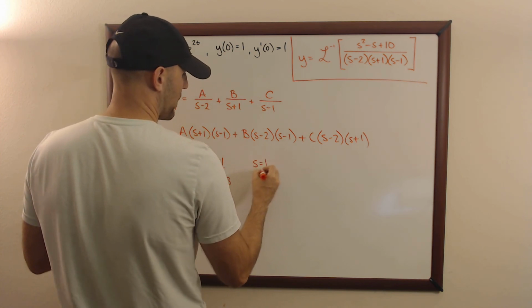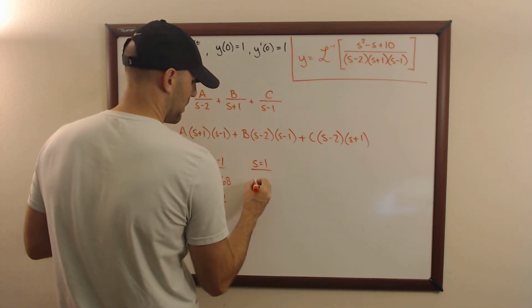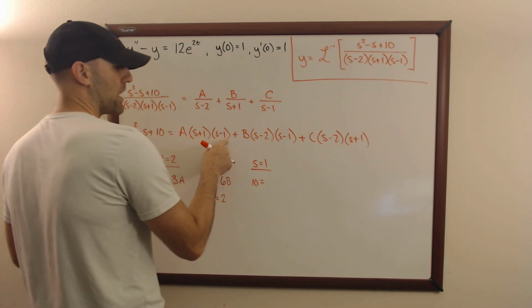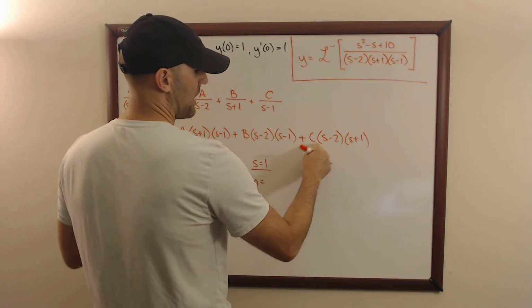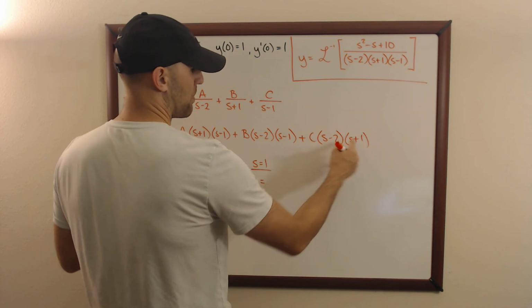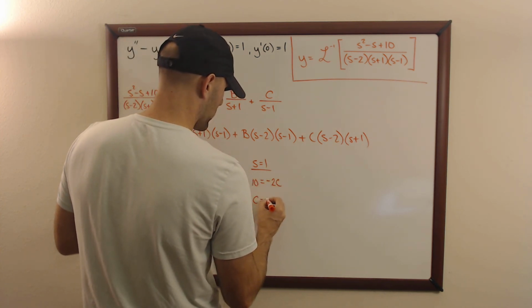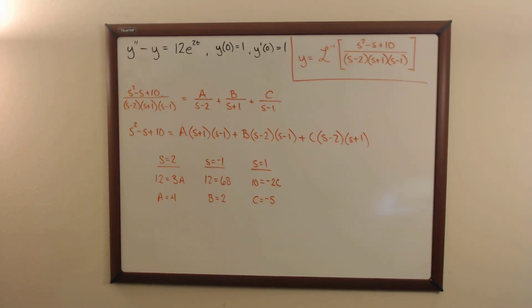And my last cheater value, go ahead and plug in 1. Plug it in over here, I get 10. And if I plug in 1 over here, that term's going to die because of the s minus 1. That term's going to die because of the s minus 1. Plug it in over here, I get c times 1 minus 2, which is -1, times 1 plus 1, which is 2. I get -2c. c is equal to -5. Okay, so I now know what I would like to decompose.